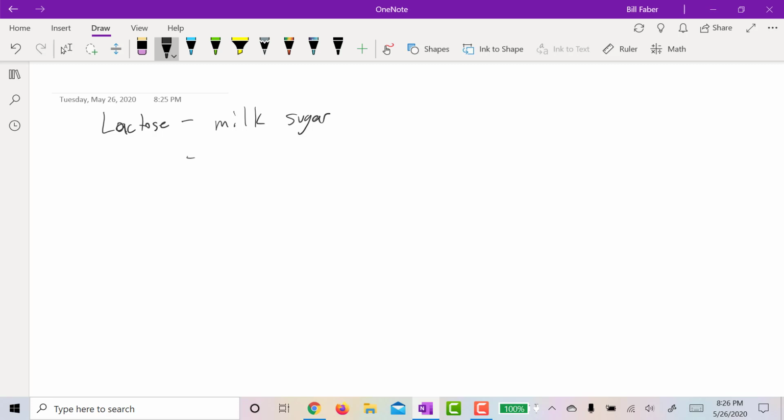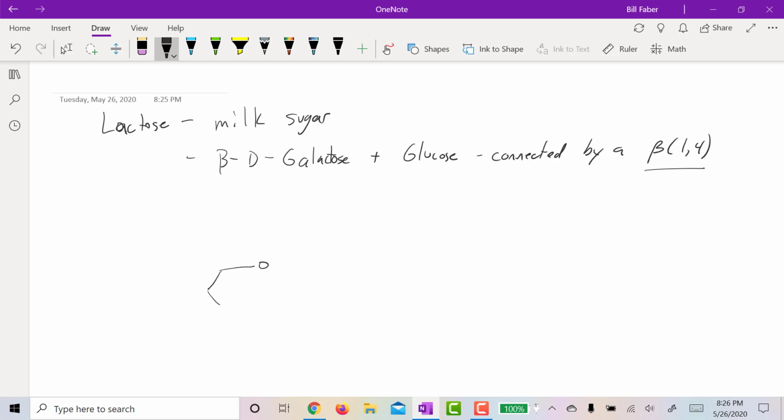And it is a beta D galactose plus glucose. Okay, and it's a disaccharide, and it's connected by a beta 1,4 linkage. You should know that. So I'm just going to draw this together because this really looks just like cellobiose.